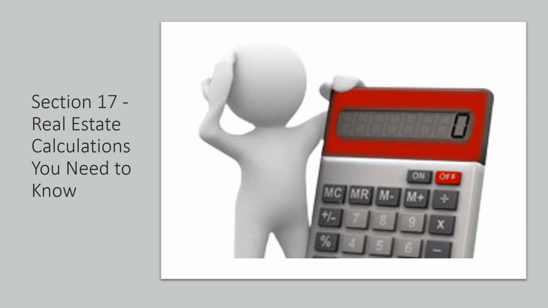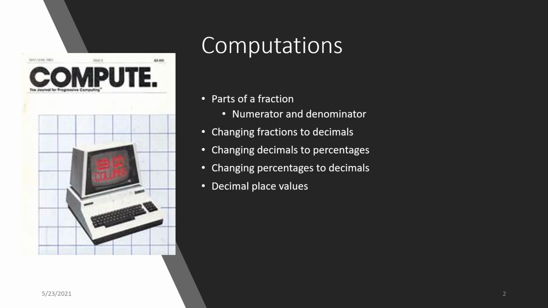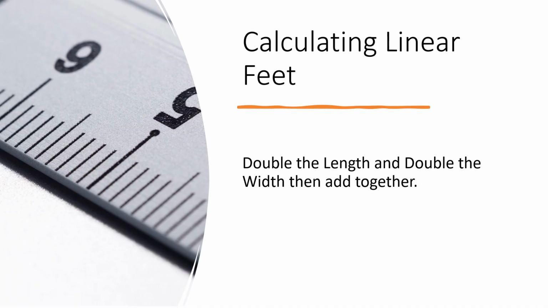Section 17, real estate calculations you're going to need to know. Computations. You have parts of a fraction. You have the numerator and denominator. Numerator on top, denominator on the bottom. You need to be able to change fractions to decimals, decimals to percentages, percentages to decimals, and understand your decimal place values. To calculate linear feet, you double the length and double the width and then add it together.